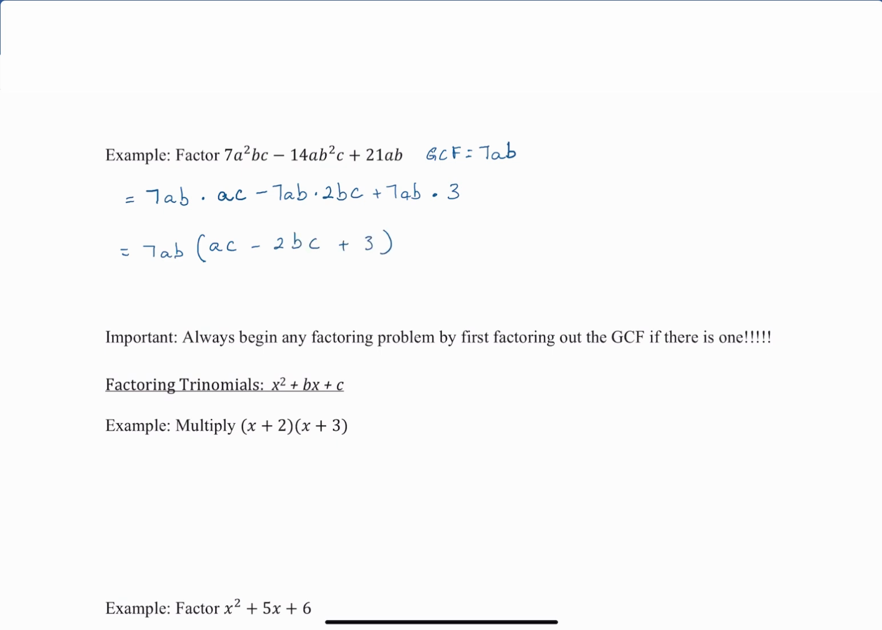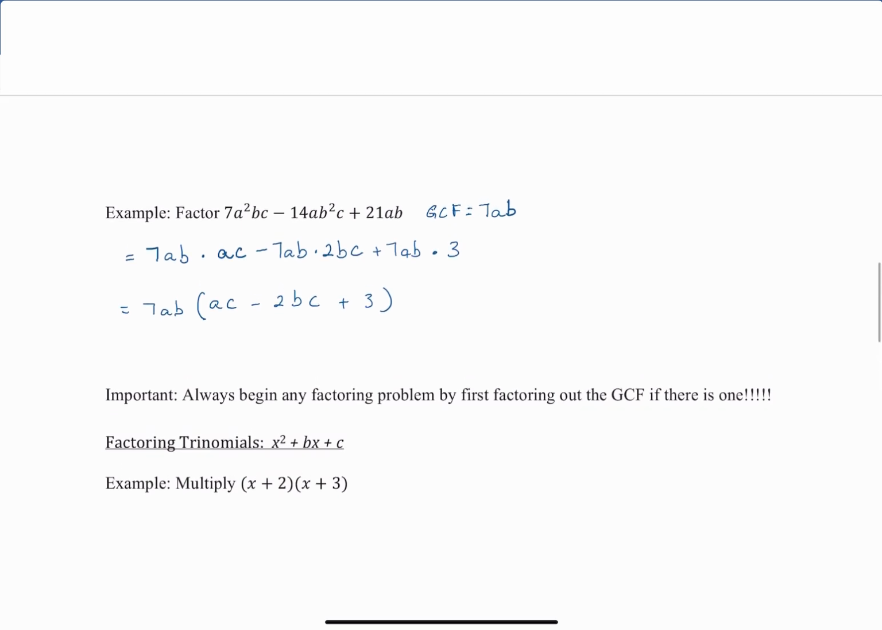I should probably mention that I was using some sort of extended versions of the distributive property, and I think I should mention those explicitly so that they're not a source of confusion. So the distributive property said if you have a times b plus c, that's the same as ab plus ac.